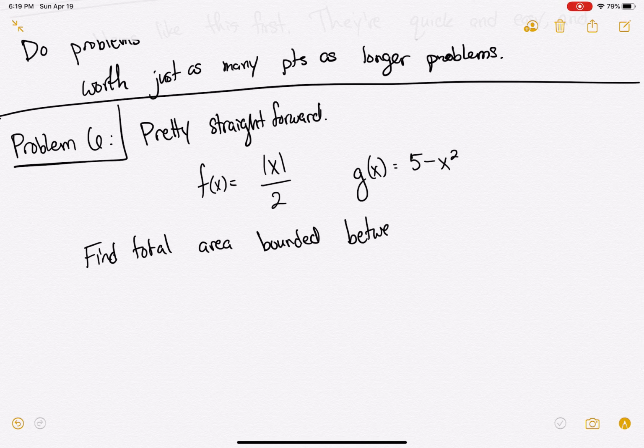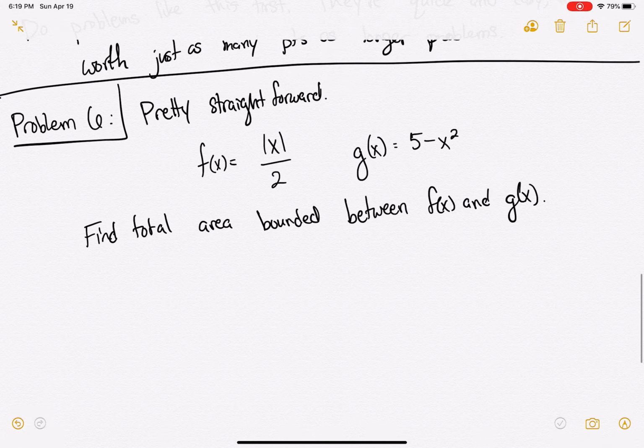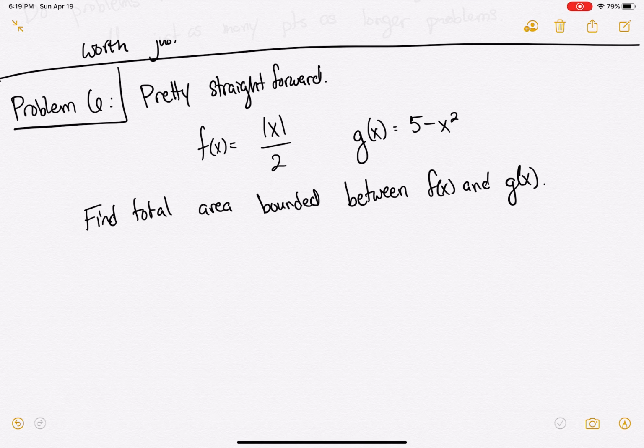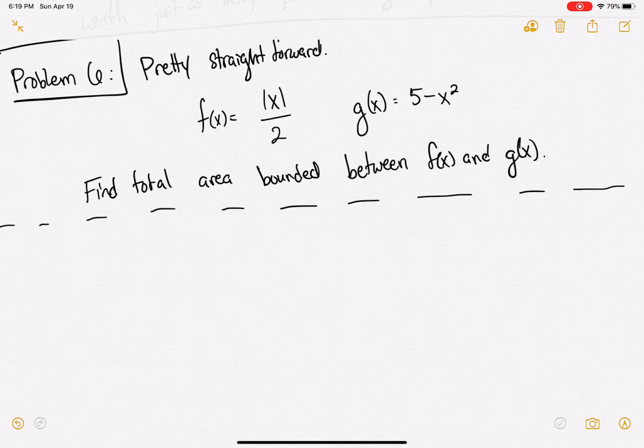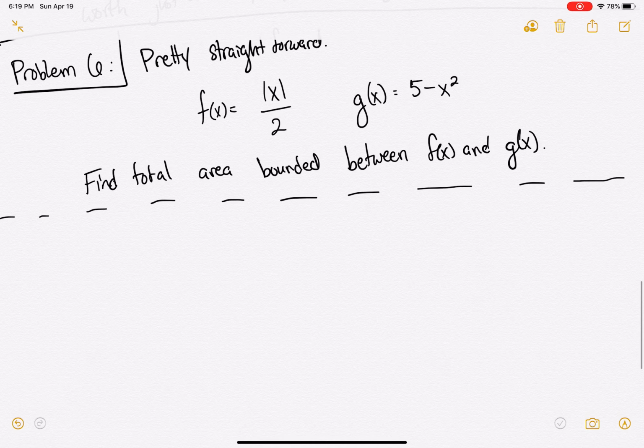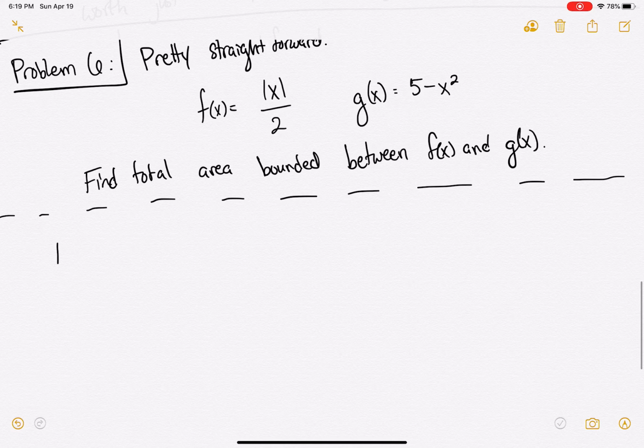Bounded between f of x and g of x. Really ask the question, what is the total area? But yeah, find the total area bounded between them. And we've just completed this section in the book a week ago. And the way it's solved, you'll remember, is find the first step. These are the steps to solve it.